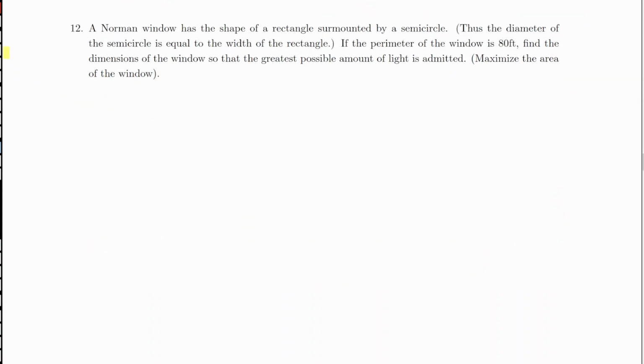Problem 12. A Norman window has the shape of a rectangle surmounted by a semicircle. So I have a rectangle with a semicircle on top. So the diameter of the semicircle is equal to the width of the rectangle.